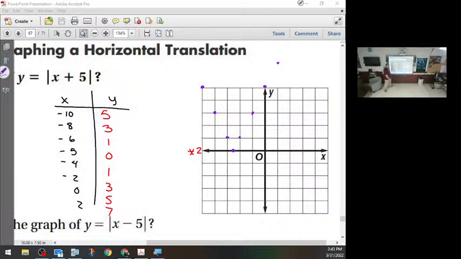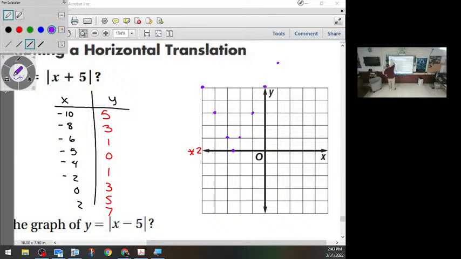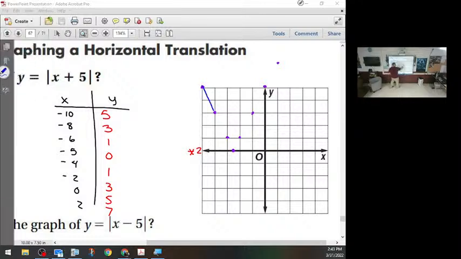Off-road. You see why I picked those numbers? Because now I can actually see the entirety of my graph. Connect the dots. And that V point, called a vertex, is at 5, -5. Not +5, -5. Huh. There's something there. There's a thing there.